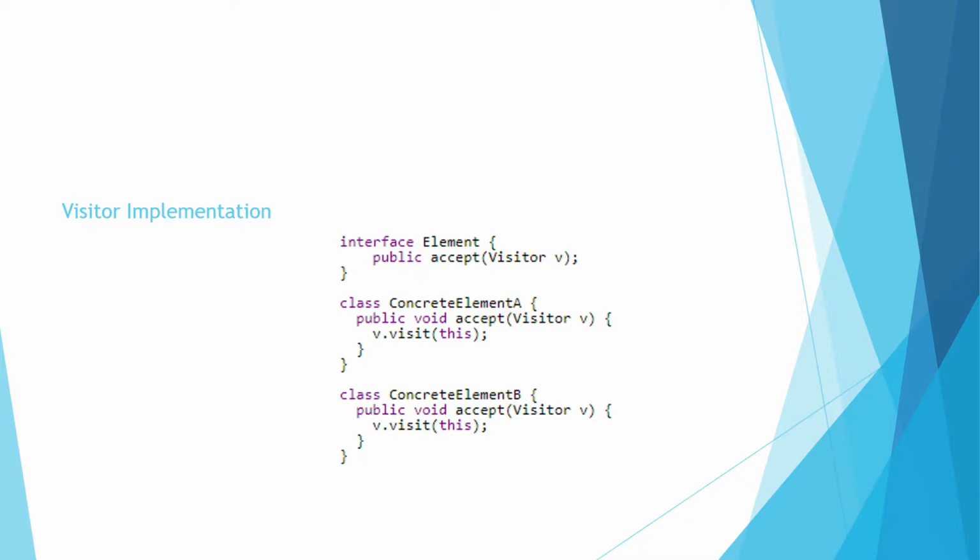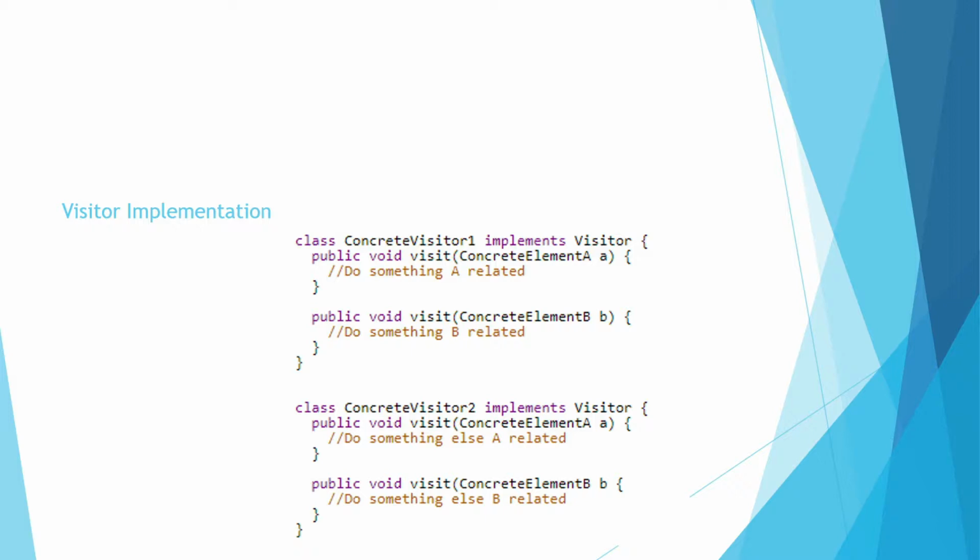So the basic implementation of a visitor: you have an interface Element which has a public accept method, and then your concrete elements will accept it. When they receive the visitor as their parameter, they will call that visitor's visit method and pass themselves in so that the visitor can act on it.